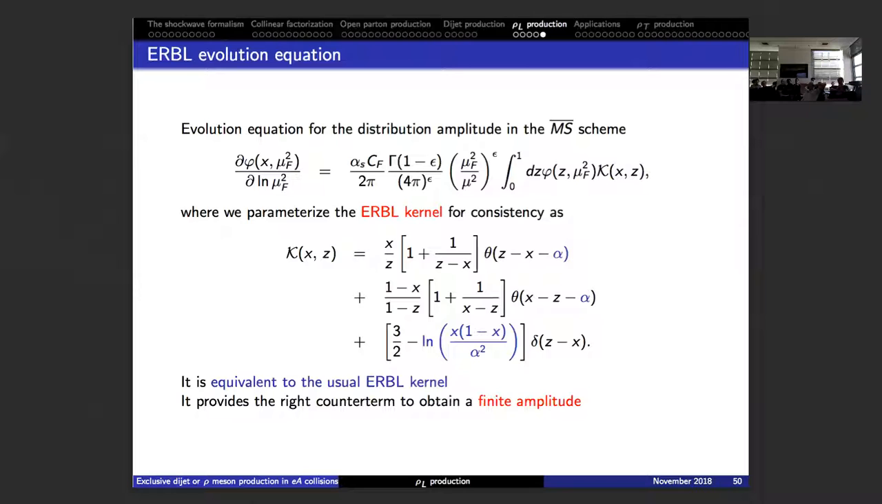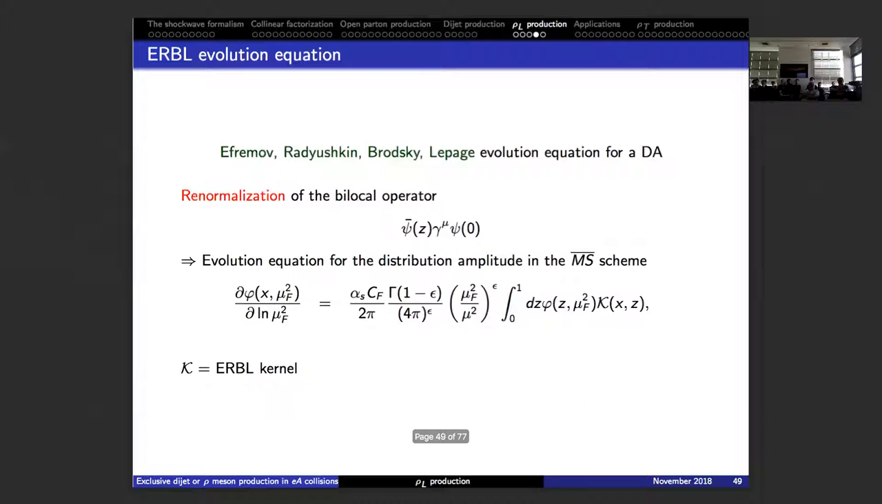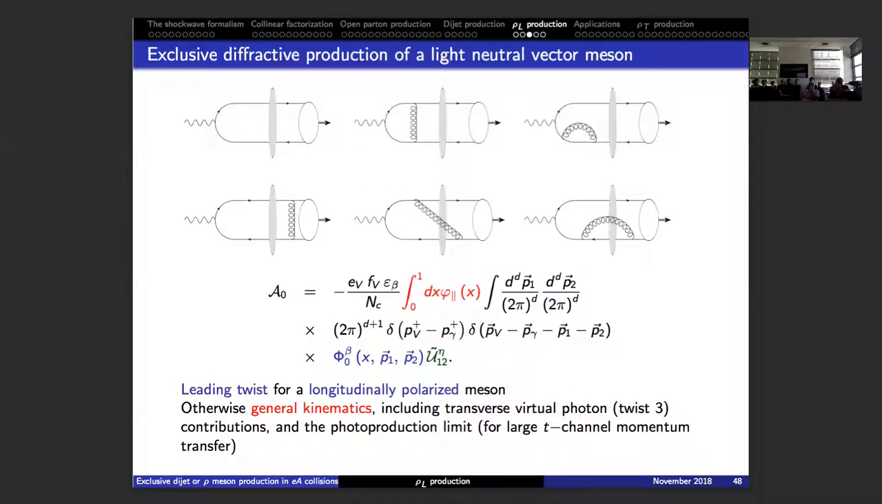So why is the color there? Color shows just alpha dependence, essentially. Yes, so you have theta functions and you have a log square. Basically, if you multiply this by phi of z, and write phi of z as phi minus phi of 0 plus phi of 0, you can isolate the alpha dependence in the phi of 0 terms, and they will cancel this alpha dependence here. So eventually, this guy and this guy combine into a plus prescription, which is the usual, completely standard ERBL kernel.